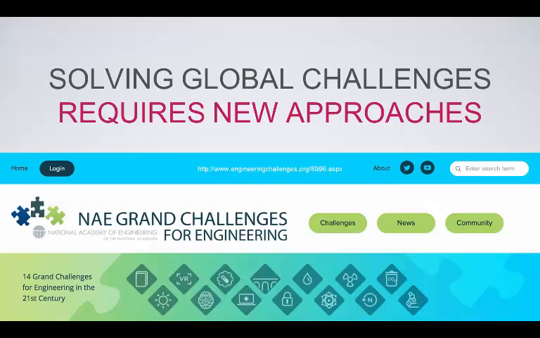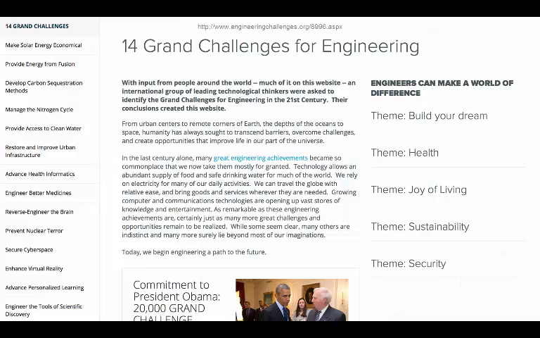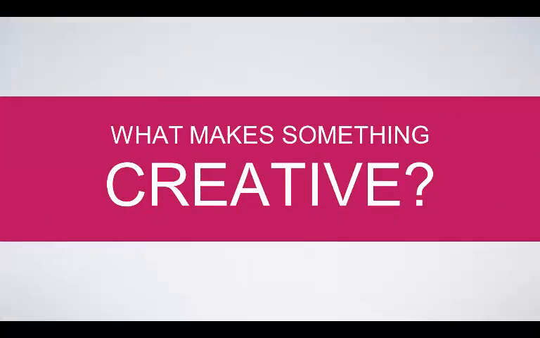Addressing these challenges requires more than just minor iteration on existing solutions. These challenges require creative solutions to address a range of issues, from energy sustainability to healthcare to learning. And each of these challenges requires a willingness to understand problems deeply and design solutions that address underlying factors that are often ill-structured and complex. Creative processes are necessary to develop creative outcomes.